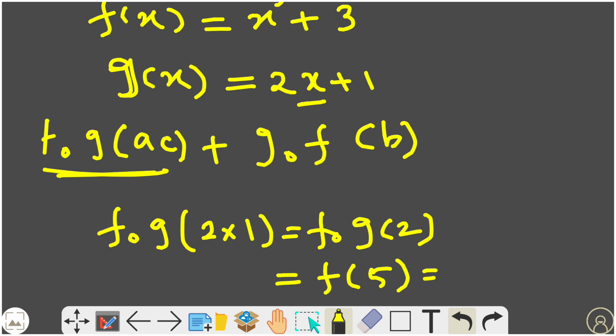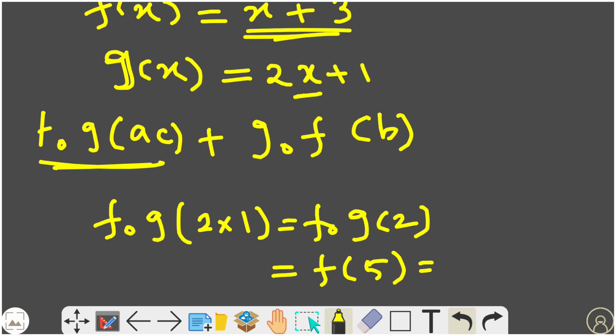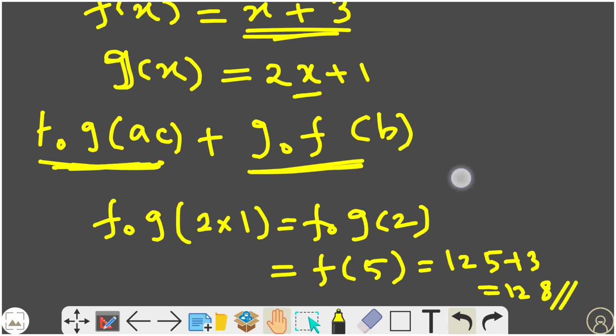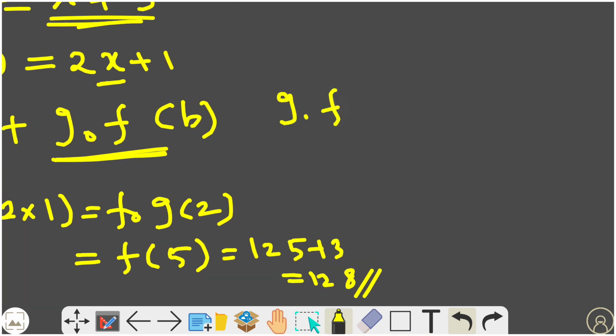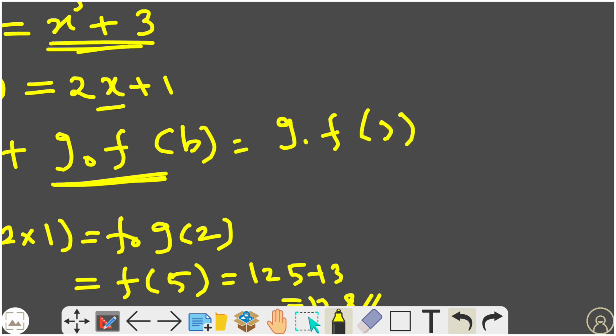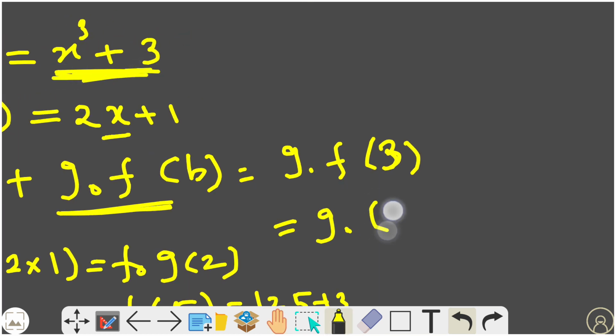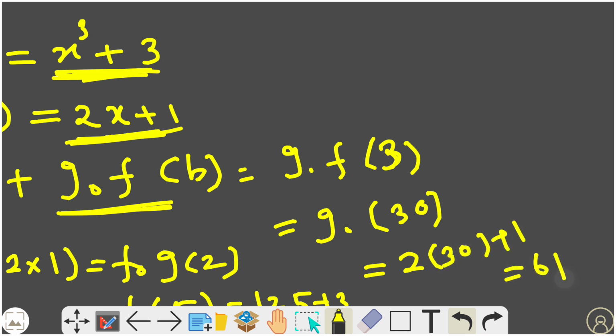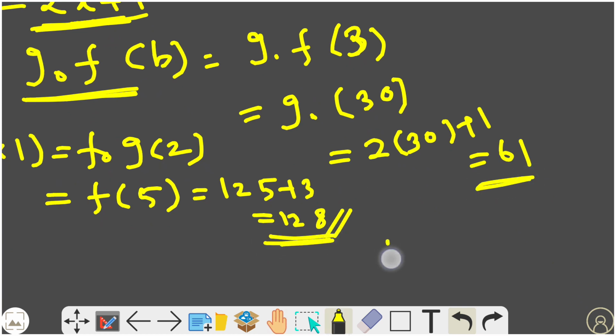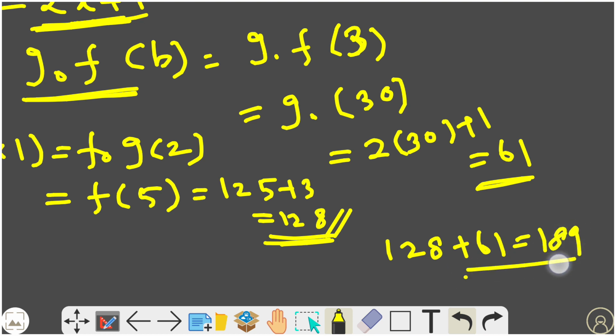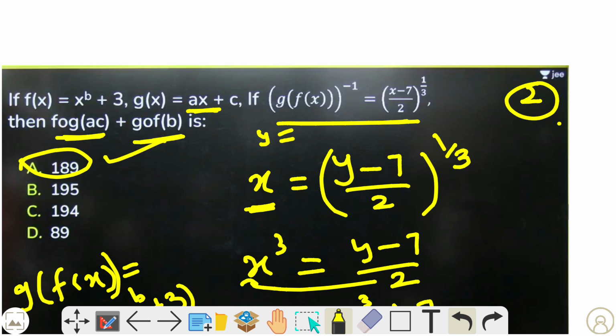So f of 5, here we have f of x, so you have to give 5. 5 cube is 125 plus 3, 128. So 128 for the first one. Next we have to find g composite f of b. So b in the sense that is 3. So f of 3 means 3 power 3 is 27, 27 plus 3 is 30. Now we have to give g of x, 2 times 30 plus 1, that is 61. So you need to add these two values, 128 plus 61, 189. So the answer is 189. Option A is the correct answer.